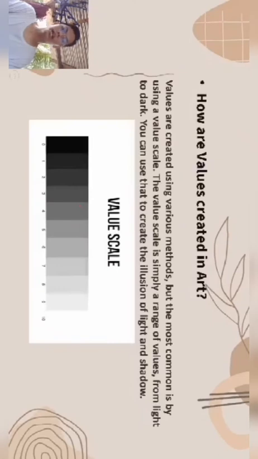How are values created in art? Values are created using various methods, but the most common is by using a value scale. The value scale is simply a range of values from light to dark. You can use that to create the illusion of light and shadow. The image presented is an example of a value scale. In two-dimensional artworks, the application of value can help in giving a shape the illusion of mass or volume, or it can give the composition a sense of lighting and depth.